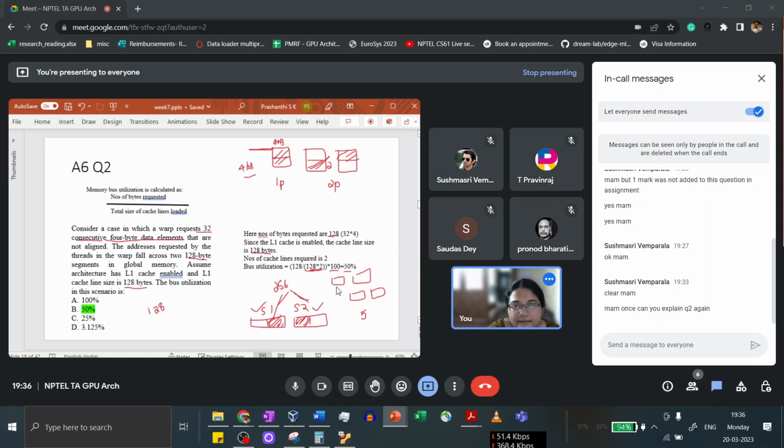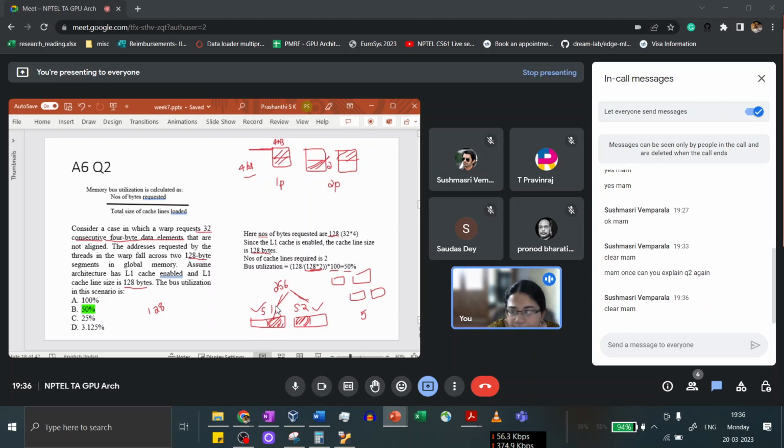That's 50%. So basically, out of the 256 bytes that you're loading, you're only using 128 bytes because that's all you need. But you have to load this extra because it is not aligned. If this entire thing was present as one segment, then you would get 100% utilization because you load 128 bytes and you are requesting 128 bytes. So that's 100% utilization. You use all the data that you load.